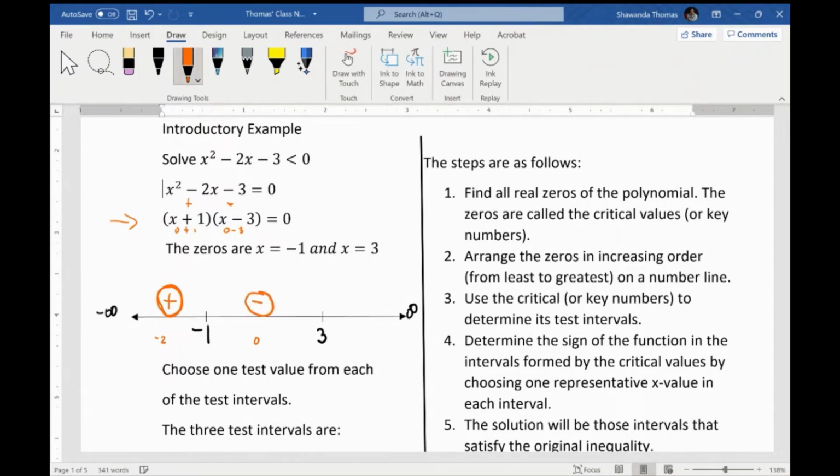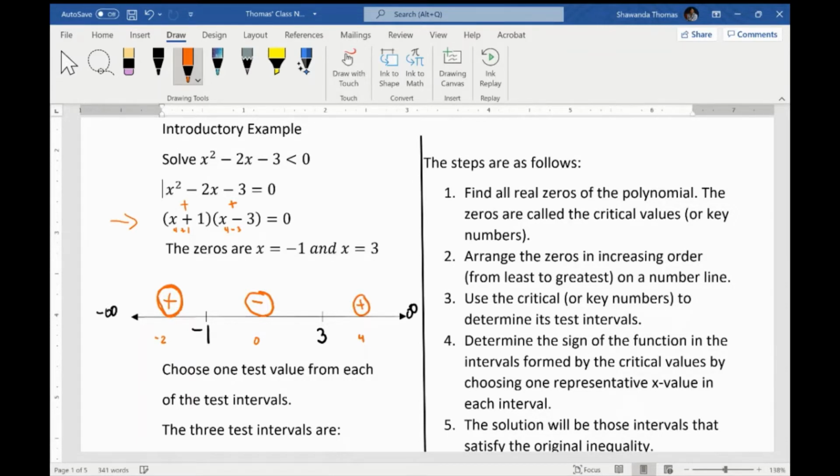All right. Let's choose a number between 3 and infinity. What number do you want to plug in? 4. Let's plug in 4. If we plug in 4 into the first parenthesis, would it be positive or negative? Positive. What about the second parenthesis? Positive. Positive times positive is positive.